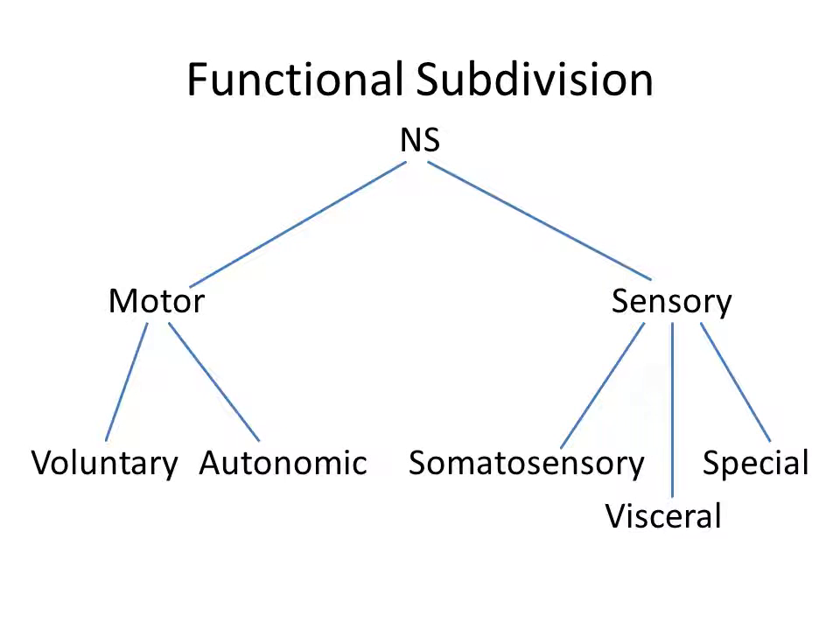The nervous system can be broken down functionally into subdivisions. These subdivisions are motor and sensory. Each of these subdivisions can be further broken down. Motor can be broken down into voluntary and autonomic motor, and sensory can be broken down into somatosensory, visceral sensory, and special sensory.